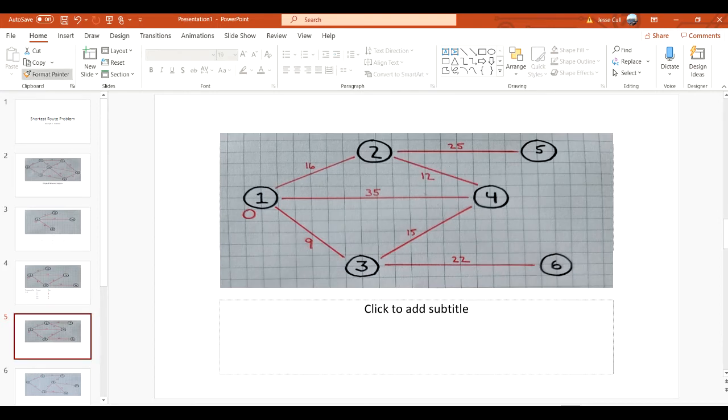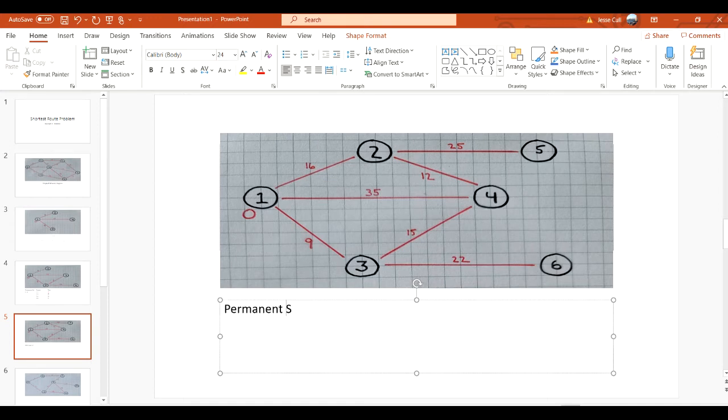So now we go on to the next one. And now we've arrived at node number 2. So we have permanent set. From part 1, we had permanent set 1. The last time we had permanent set 3. This time we're at node 2, so we're going to have permanent set number 2 as well. So we'll have permanent sets 1, 2, and 3.